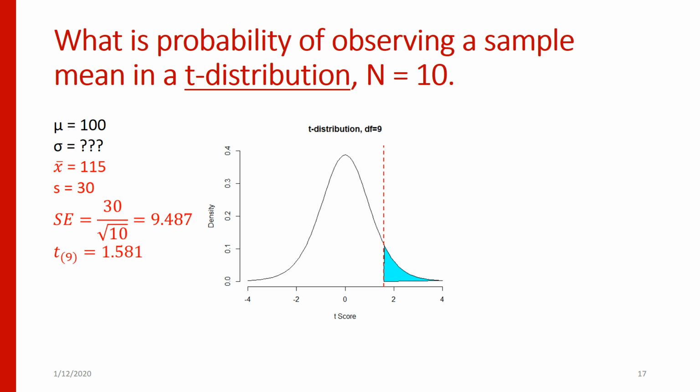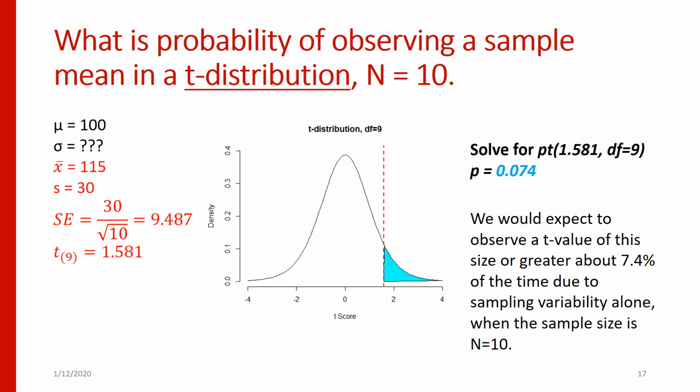It is a t distribution, but we can still use it in the same way and draw a critical value at that 1.581, right? So that's that dashed red line here. And then we can calculate the probability of observing a sample mean that extreme or more extreme in a sample of 10 people. And what we find if we integrate and solve for the probability of getting a t-value of 1.581 or greater is the p-value is 0.074. So we would expect to observe a t-value of this size or greater about 7.4% of the time due to sampling variability alone when the sample size is n equals 10.